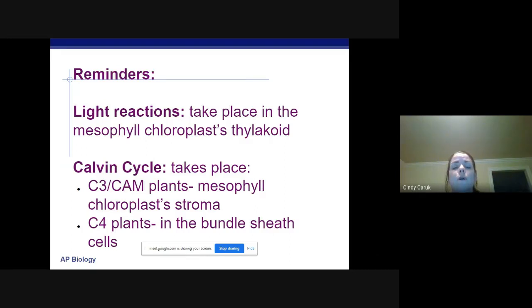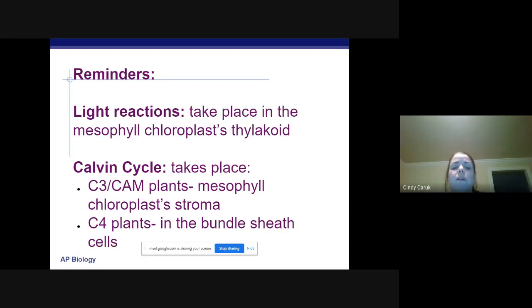And then in C4 plants, because they're dealing with photorespiration, remember that's when oxygen is picked up by rubisco instead of carbon dioxide. And so instead of being a reducing reaction to make G3P, it's an oxidizing reaction that just uses up the ATP and NADPH.